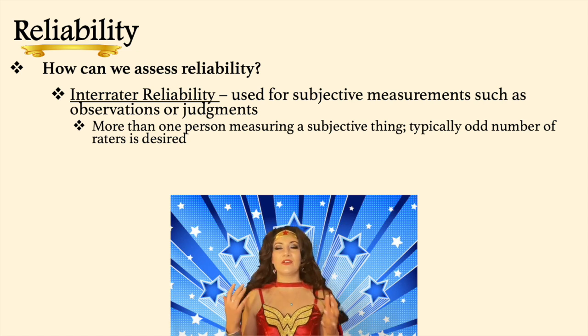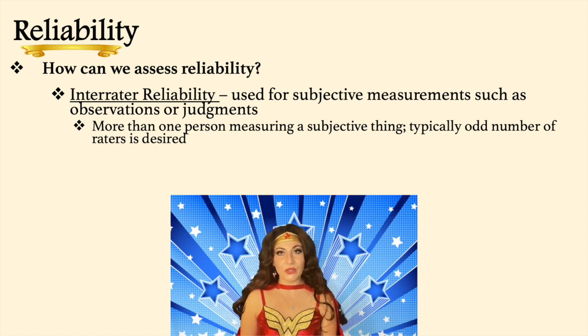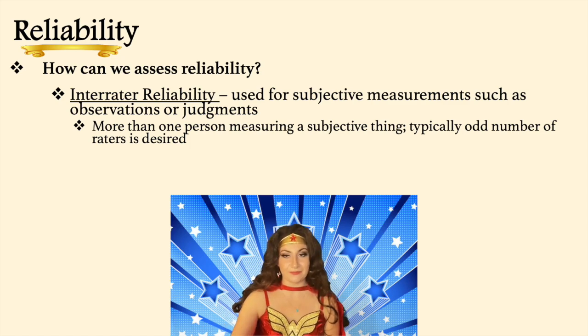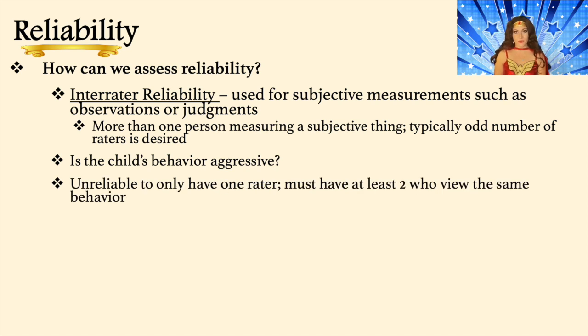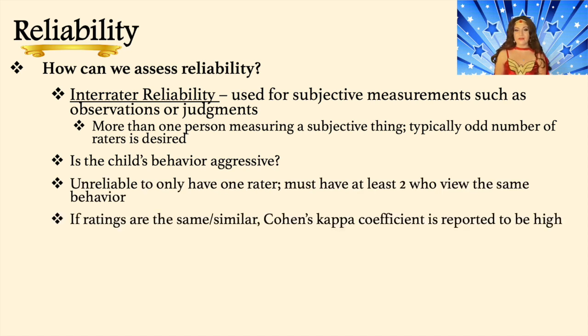And the fact that you have more than one person observing with you is another way to measure inter-rater reliability. So it's unreliable to have just one person rating the behavior. You should have at least two. And if the ratings are the same or similar, then the correlation coefficient is reported to be high. If the ratings are not the same or they are dissimilar, then the correlation coefficient tends to be lower.